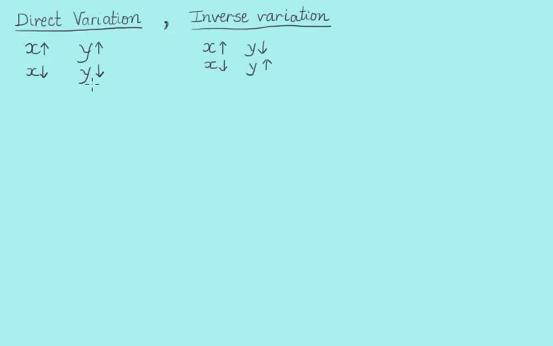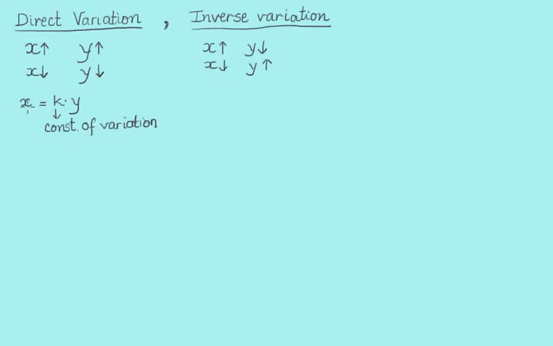How do we represent it mathematically by a mathematical model? Let's say if x varies directly with y, then we say x is equal to k times y. Now this k is called the constant of variation or constant of proportionality. And this is constant or remains unchanged for a particular situation.